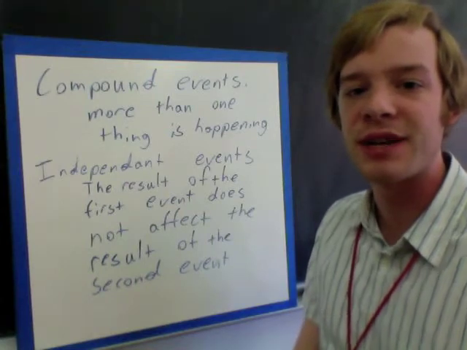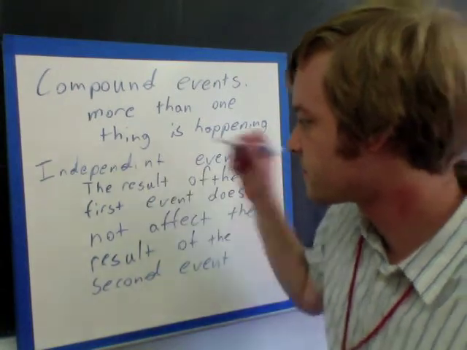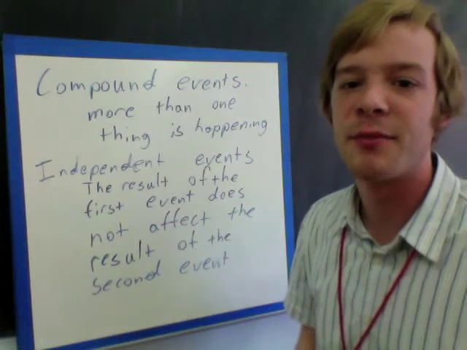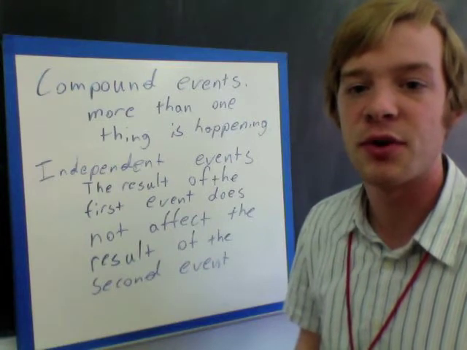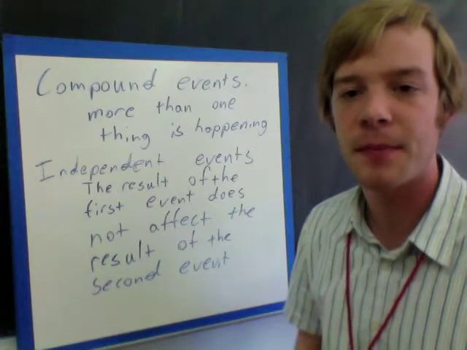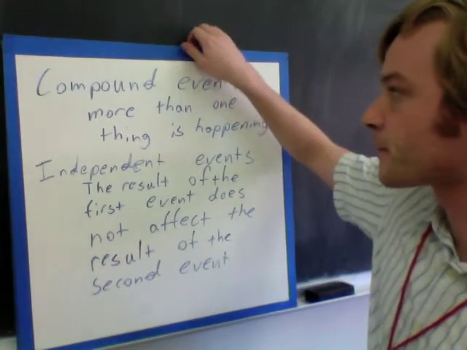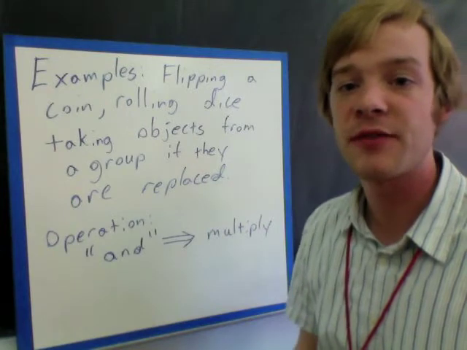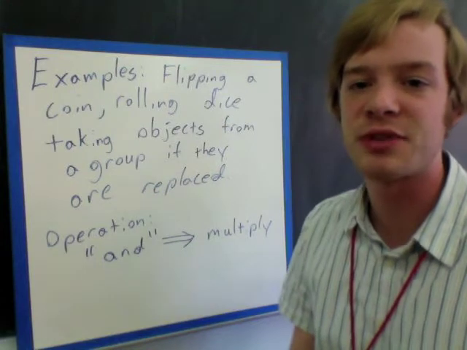And whenever we have independent events, the result of the first event does not affect the result of the second event. So what happens in the first event will not change anything about the second event at all. Some examples of this: flipping a coin. First off, if I flip a coin, whether it lands on heads or tails the first time will not change whether I get heads or tails the second time.